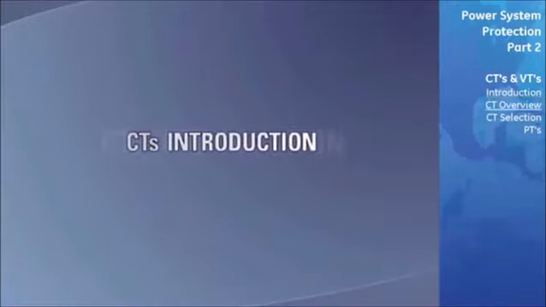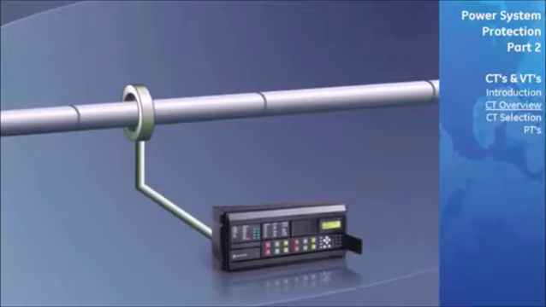CT's introduction. The function of a current transformer, or CT, is to take a current flowing through a wire or cable and step it down to a magnitude that a protective relay can measure. A primary characteristic of CTs is their conversion ratio.